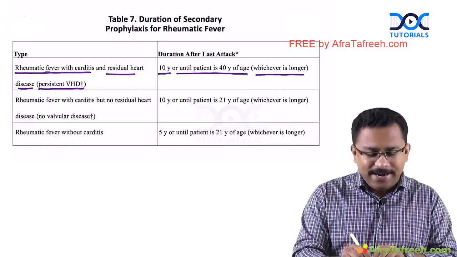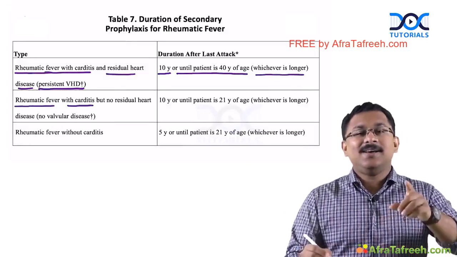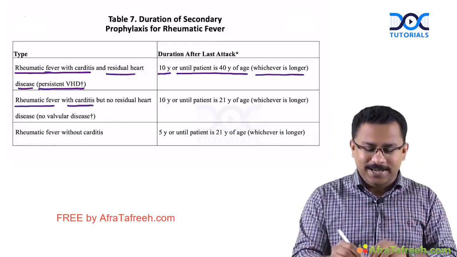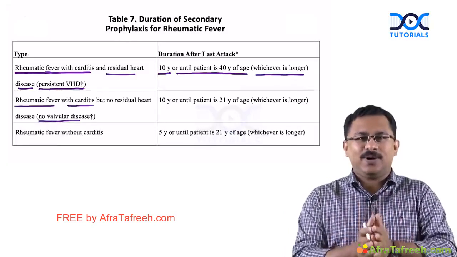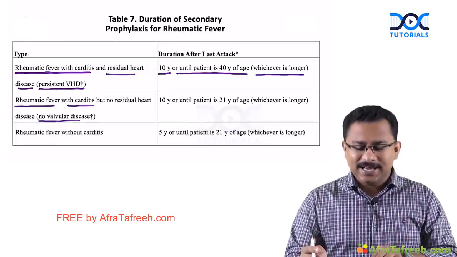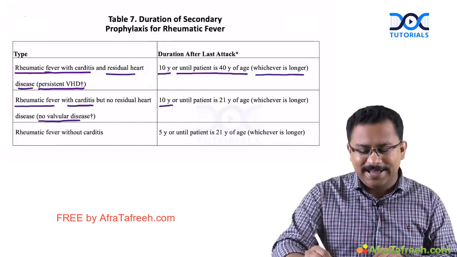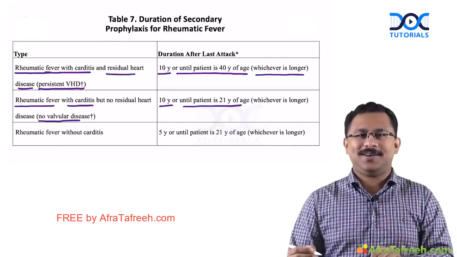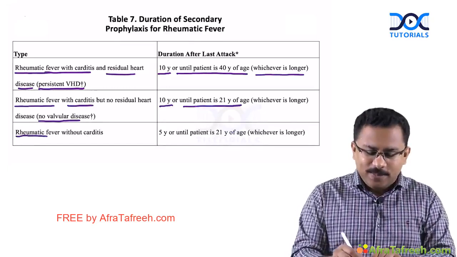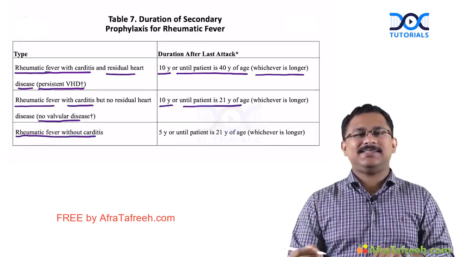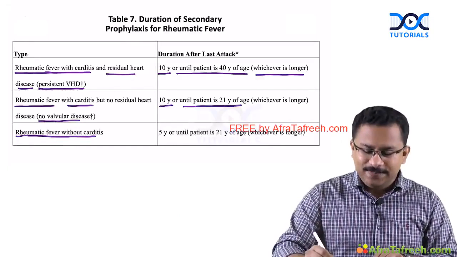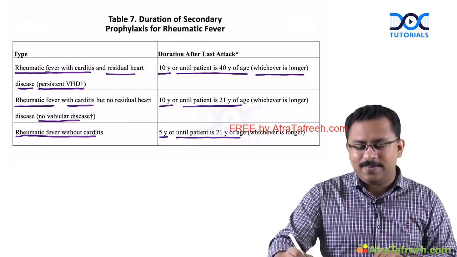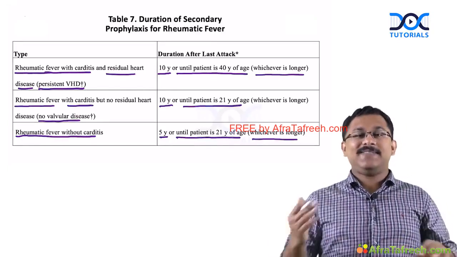Now suppose a patient had a rheumatic fever with carditis, but as of now, they do not have any residual heart disease, okay. So there is no valvular heart disease as of now. There was a rheumatic fever with carditis. So in such patients, you give the prophylaxis for 10 years or until the patient is 21 years of age, whichever is longer, okay. And in patients with rheumatic fever without carditis, the duration of prophylaxis is for 5 years or until the patient becomes 21 years of age, whichever is longer.